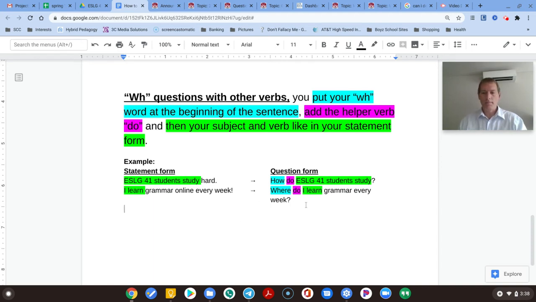So, ESL 41 students study, subject and verb in this order. Then you put your WH word, how. Then you put your helper verb, do, and then you keep your subject and verb in the same order. How do ESL 41 students study? Do you see that?